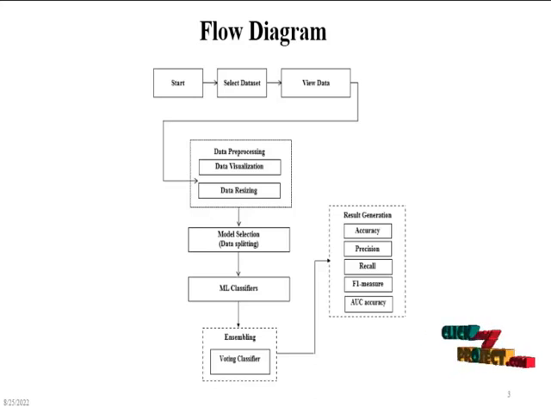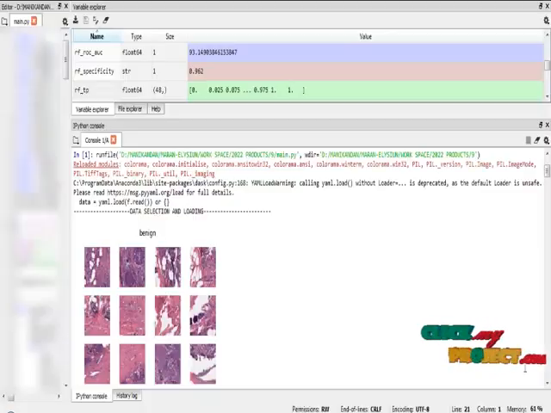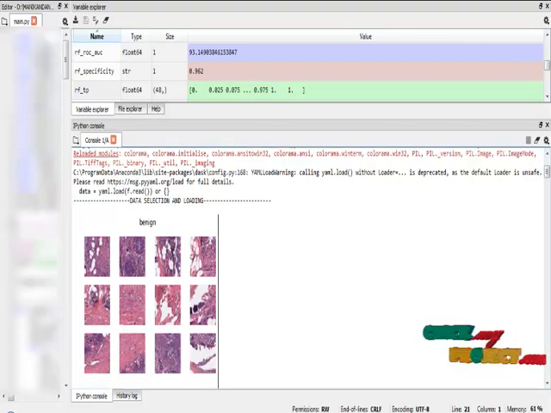In machine learning, we are using three different classifiers: the XGBoost algorithm, support vector machine algorithm, and random forest algorithm. Those three algorithms train on the images individually, and they are also ensembled with the voting classifier, then generate the results in the form of metrics like accuracy, precision, recall, F1 score, and AUC accuracy. The program was successfully executed in Anaconda Navigator Spyder IDE. So these are the results of breast cancer classification.